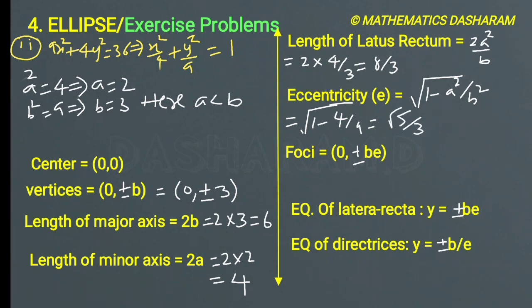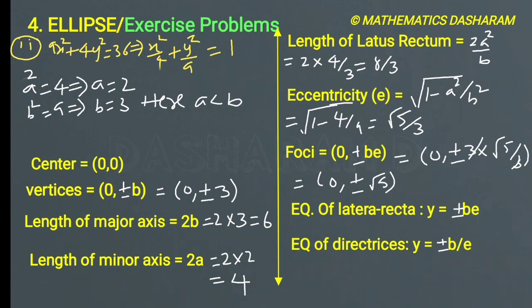Next, foci, that is 0 comma plus or minus be. So 0 comma plus or minus b value is 3. Next, e value is root 5 by 3. Then 3 3 cancel. It is equal to 0 comma plus or minus root 5.